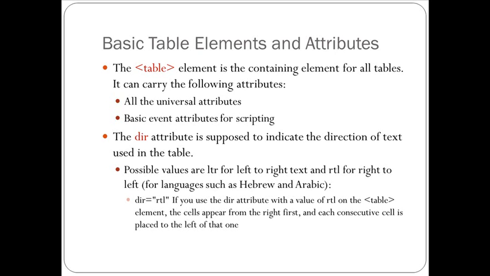The DIR equals RTL, as an example, if you use the direction attribute with a value of RTL on the table element, the cells appear from the right first, and each consecutive cell is placed to the left of that one. So it kind of reverses the order. Odds are you're probably not going to use that very often.